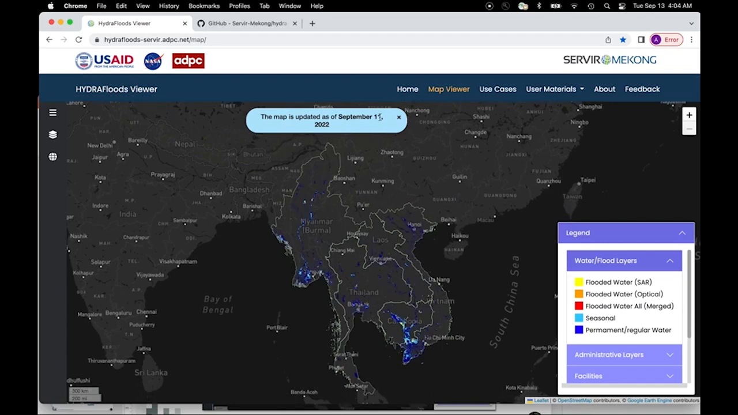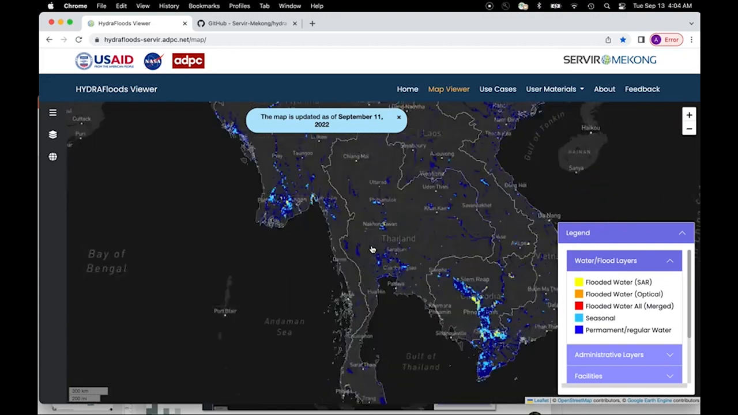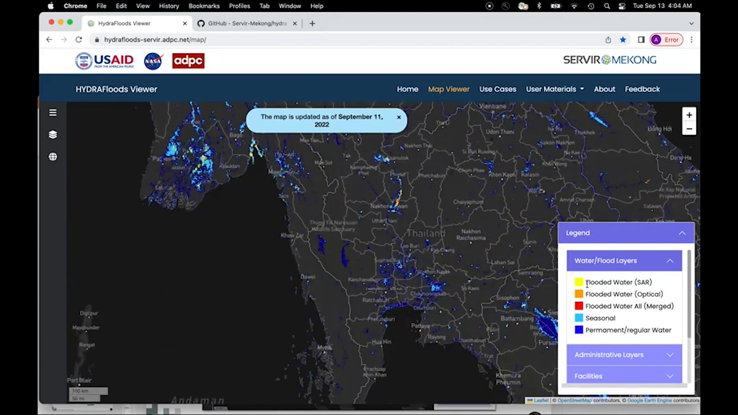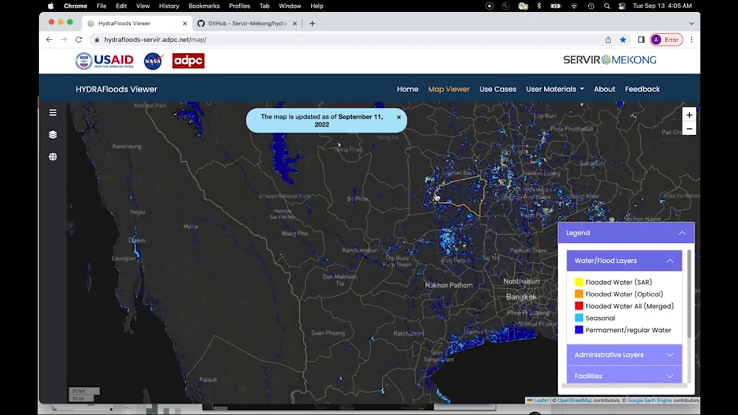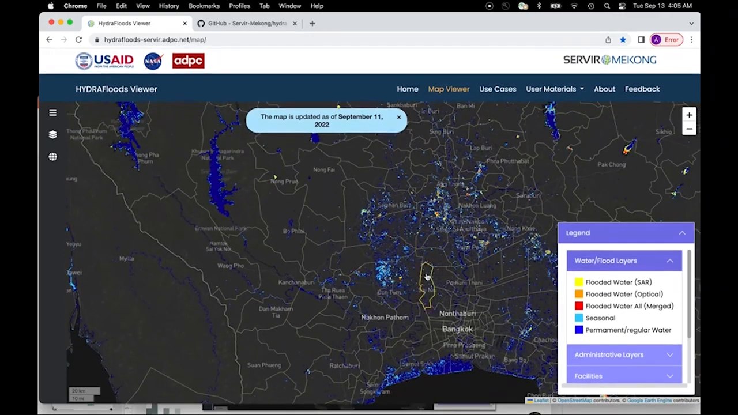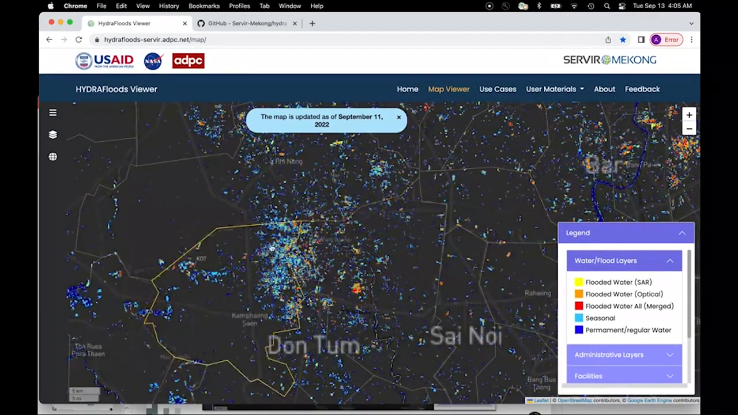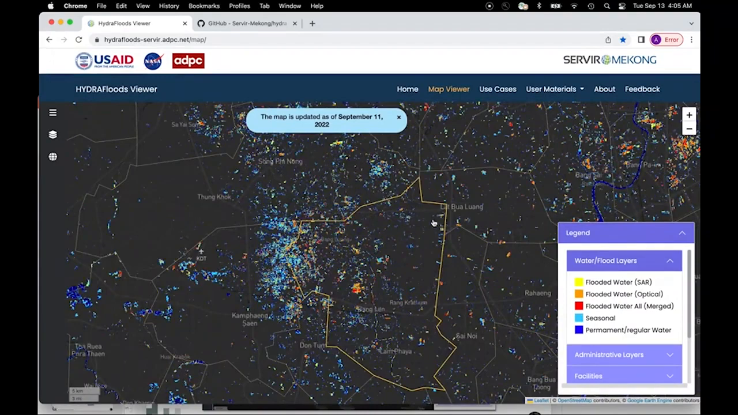This is quite recent. This is September 11, 2022. And what you see here is flooded water based on SAR alone, flooded water based on optical data, based on combined optical and SAR, there is seasonal and permanent water data as well. So if you zoom in, you can see that here is where there is flooding.